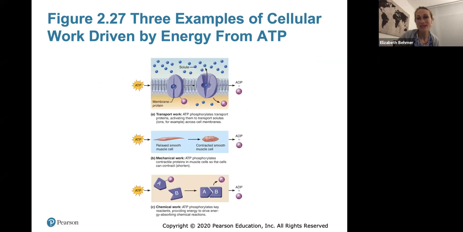Three examples of cellular work driven by the energy from ATP. Transport work, which is using ATP to transport things across the cell membrane. Mechanical work, using ATP in contracting smooth muscles. Or chemical work, where ATP phosphorylates key reactants, providing energy to drive energy-absorbing chemical reactions.